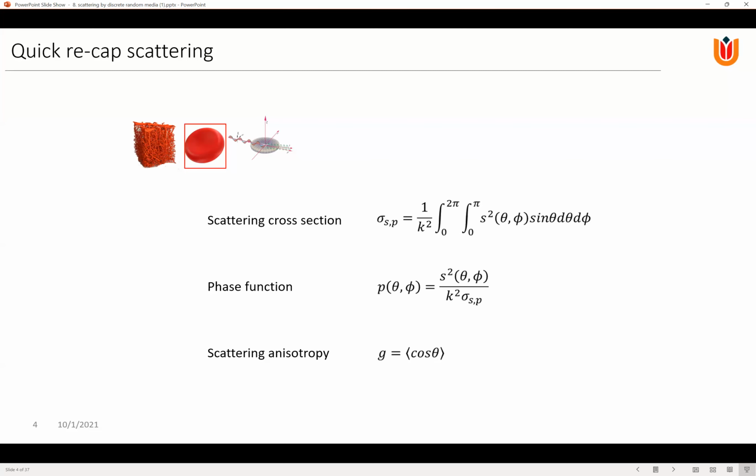Scattering cross section, does it have a unit? Yes. What is the unit? Meter squared. Not per minute. Can you settle on one answer? It's a cross section, so it is meter squared.